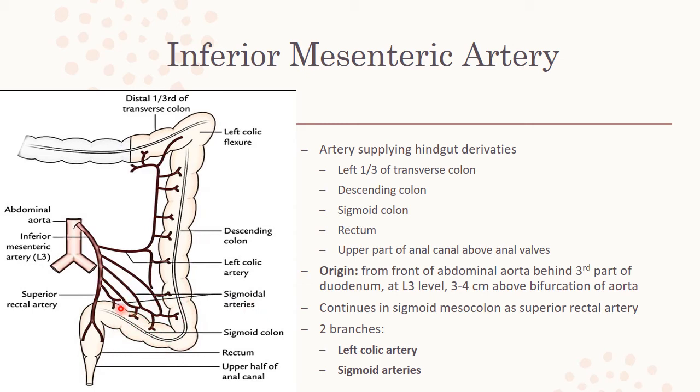And after giving off these branches, the inferior mesenteric artery continues as the superior rectal artery which is going to supply the rectum.